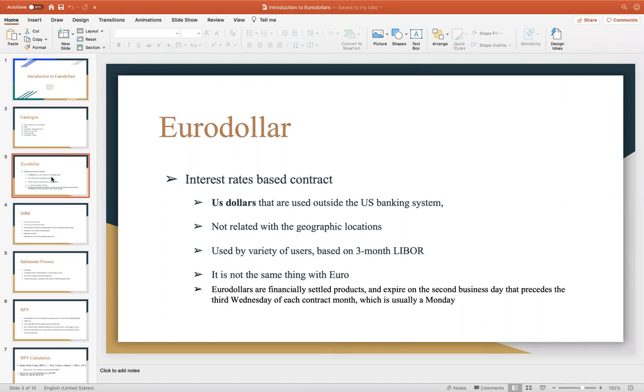Eurodollar is an interest rate based contract, which are US dollars that are used outside the US banking system. And it is not related with geographic locations, and it is not the same thing as the euro. Eurodollar is used by a variety of users based on 3 months LIBOR rates.